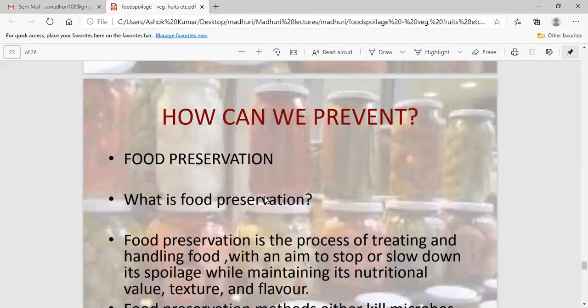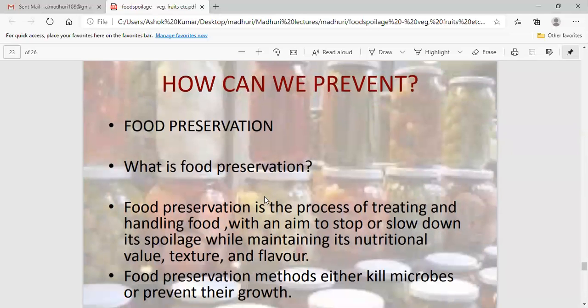How can we prevent food spoilage? First method is food preservation. So how to preserve the food? There are different methods for food preservation, from the process of treating and handling the food, and how to stop the microbial growth, or if we are not able to stop it, at least how to slow down the growth and the spoilage while maintaining its nutritional value, texture, and flavor.